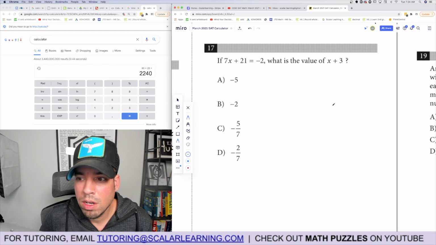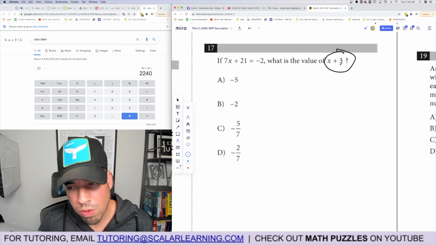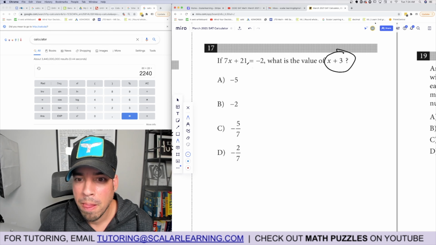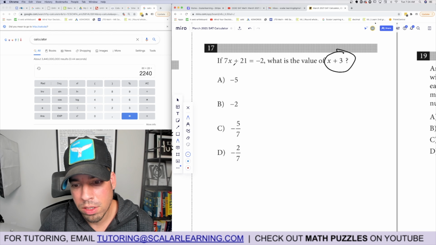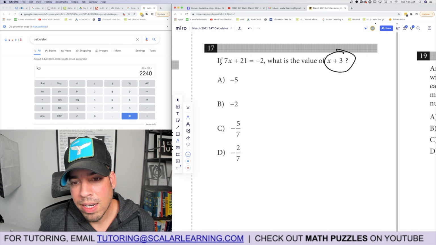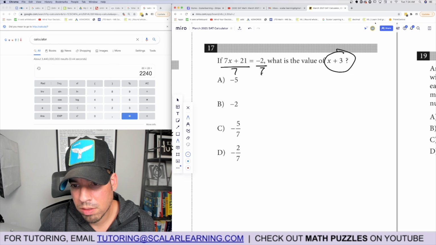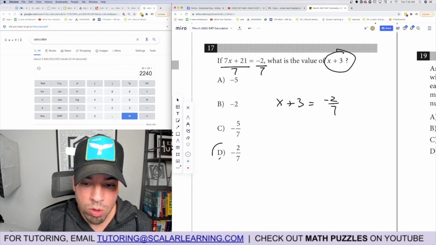7x plus 21. Okay. This is one where they try and trip you up. You got to be careful. Don't solve for x. Remember, solve for x plus 3. And there's a shortcut here if we want, but let's not even do it. So if I divide everything, I'm going to do the shortcut. If I divide everything by 7, watch what happens. It's x plus 3 equals negative 2/7. And you're done. That's all you're trying to solve for.